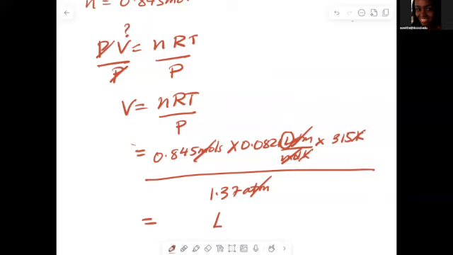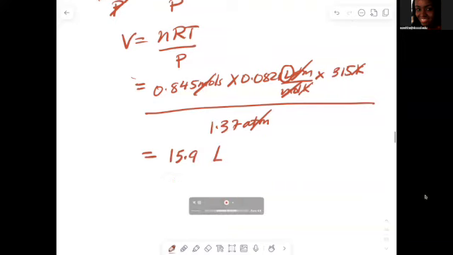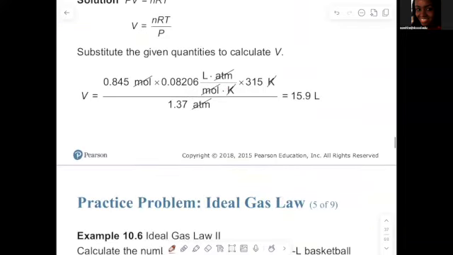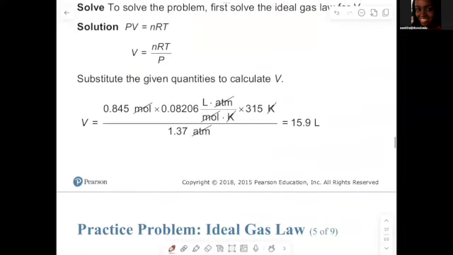I'm going to type this in. I'm sorry I'm not sharing my screen when I'm doing the math. It's just going to be a lot of screens, right? So I'm going to do 0.845 times 0.0821 times 315 divided by 1.37. Okay, so I get 15.9. Let's see what they got. 15.9. Yeah, 15.9 liters.